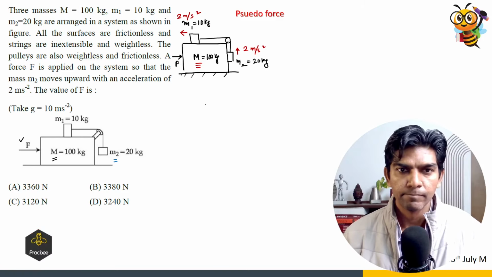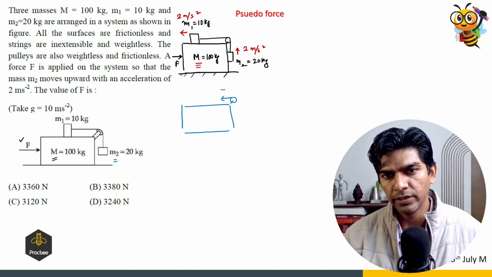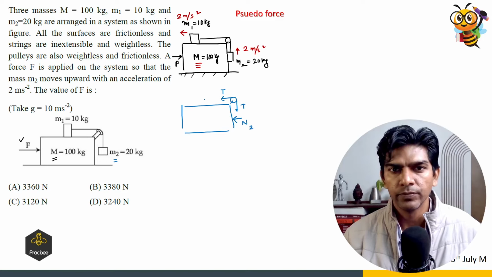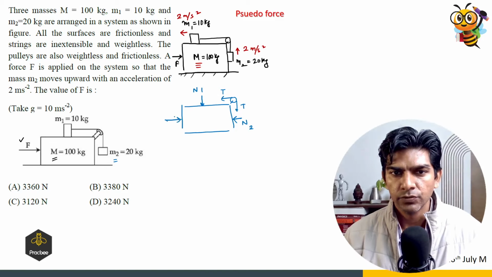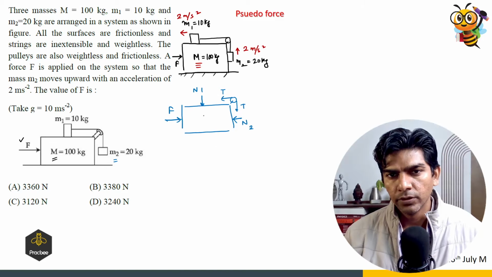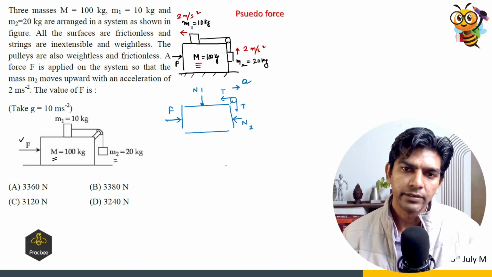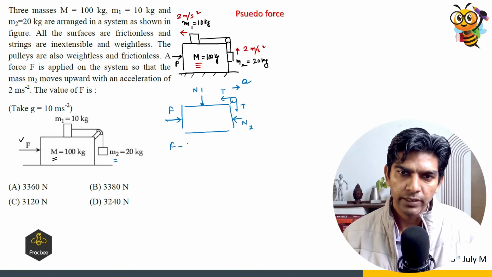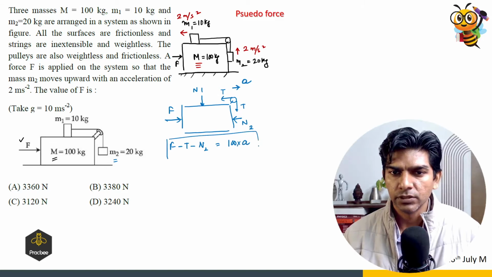Right, so let me first draw the diagram of ABD of capital M. On this, there will be a tension force T in this direction. There will be a normal reaction force, let me call this N2, and a normal reaction force N1 in this direction, and there is an external force F. Now these forces are acting, and it will be having an acceleration, let us say A, in the right direction. So from this we can say F minus T minus N2 will be mass of this, which is 100, times the acceleration. So we got the first equation.